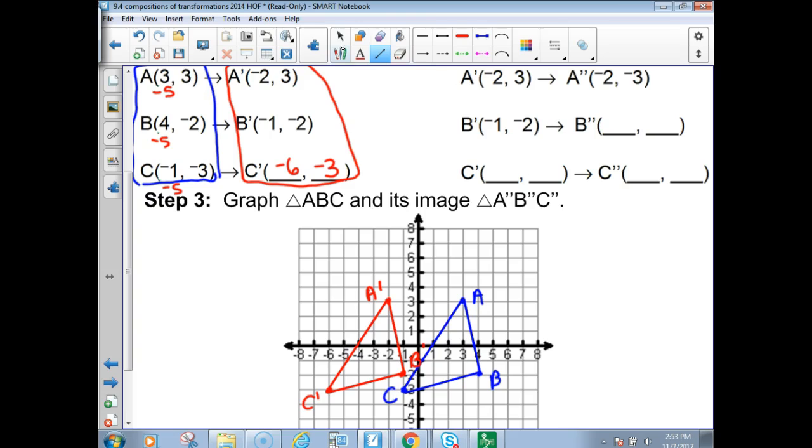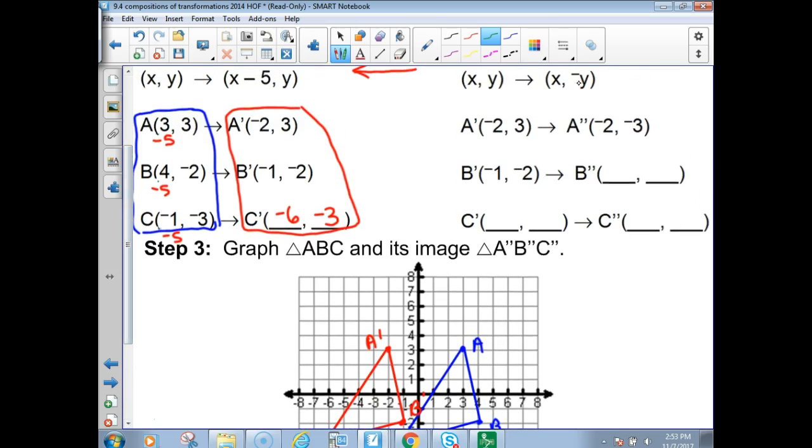We are then being asked to reflect over the x-axis. Reflecting over the x-axis changes the y values of the coordinates, only the y value. So A double prime would be at -2, -3. B double prime will be at -1, +2. And C prime was at -6, -3, and it's going to go to -6, +3.